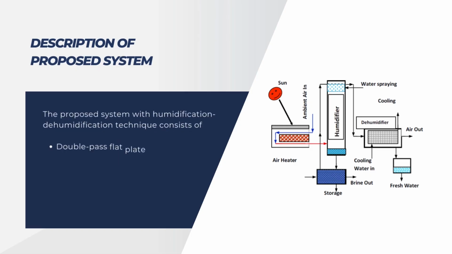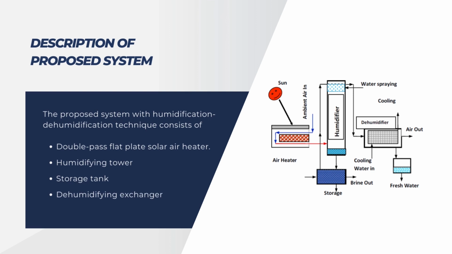As can be seen in the figure, the proposed solar water desalination system with the humidification dehumidification technique consists of a double pass flat plate solar air heater, which heats up the air before it gets inside the humidification chamber. It is with two glass covers, humidifying tower, and the storage tank and dehumidifier exchangers are also the components of the unit. A schematic view of the system that is based on the idea of the closed water and open air cycle is presented in the figure.